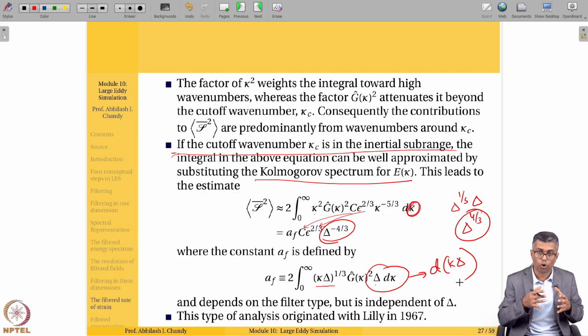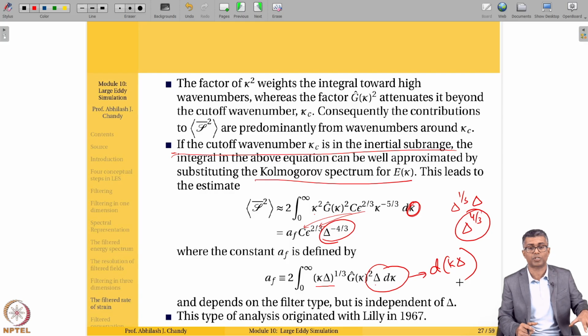So what I've obtained is an expression for the characteristic rate of strain squared, which is A_F times C epsilon to the 2/3 delta to the minus 4/3, with A_F defined like this. We will get to what we do with A_F later when we derive the subgrid scale models, but for now, keep it as such. This analysis was started by Lilly in 1967, and this was the beginning of the development of subgrid scale models. We will look at that development in the next class. Thank you.